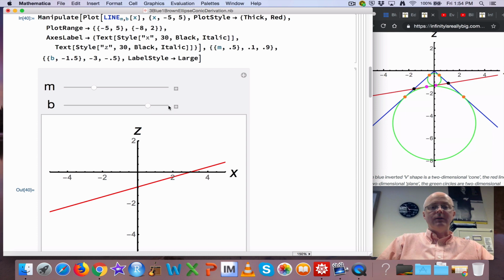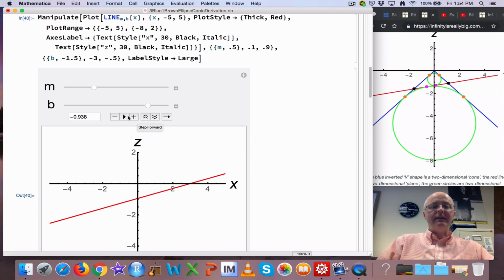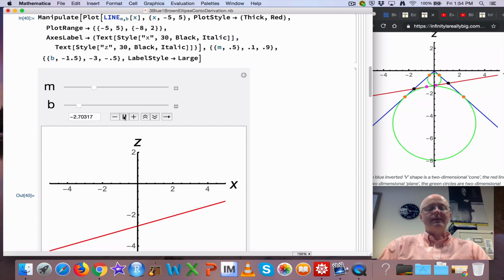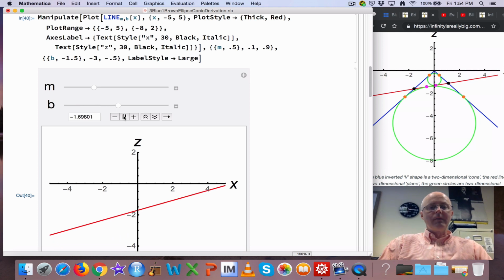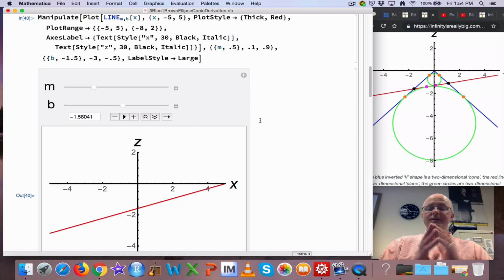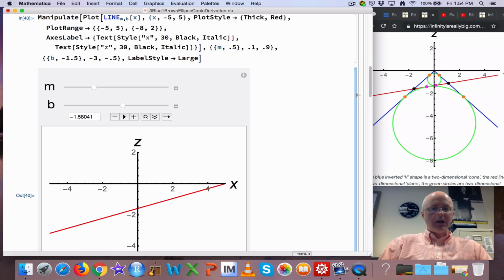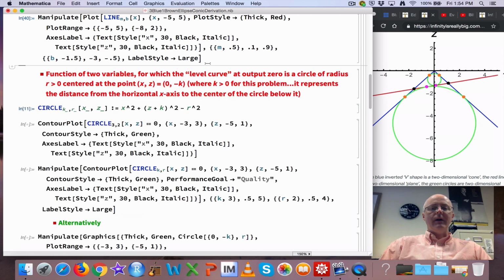Okay, and you can slide them, you can also play them like that to get a movie. Though we'll see, I won't show it to you, but the three-dimensional picture, it kind of bogs down a little bit. It's not so good to play it as a movie because there's so much computation going on. All right, with me so far? Now we get a little bit harder.